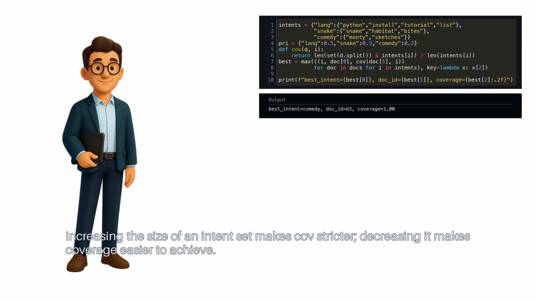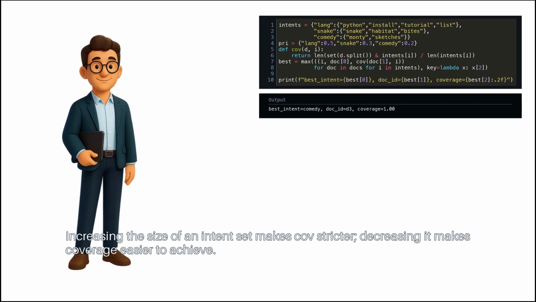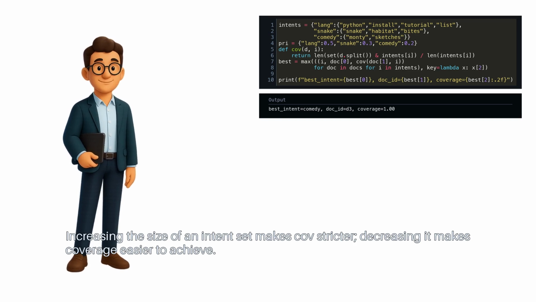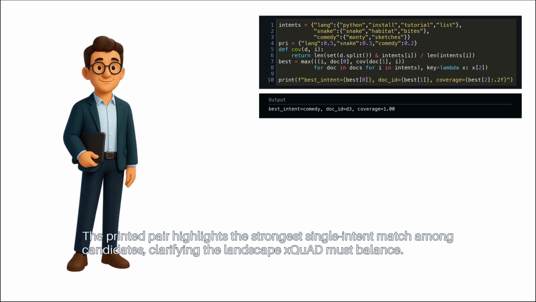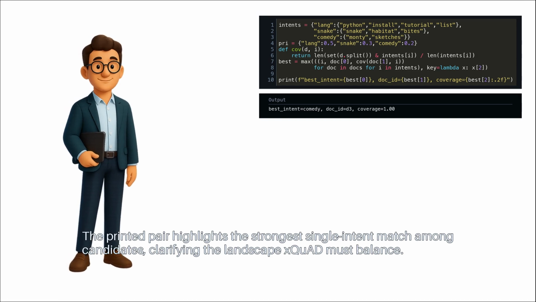Increasing the size of an intent set makes cov stricter. Decreasing it makes coverage easier to achieve. The printed pair highlights the strongest single intent match among candidates, clarifying the landscape xQuAD must balance.